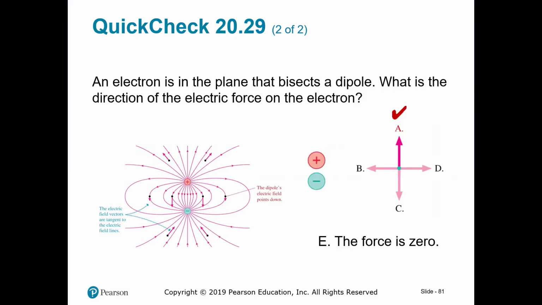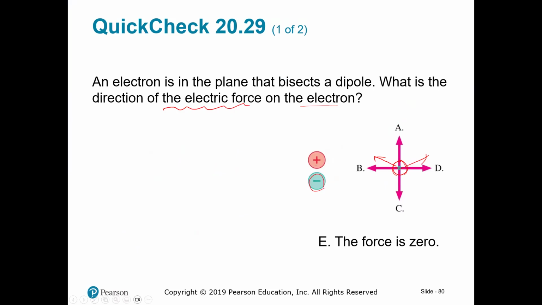Okay, but I can change the question. Let me change the question. This is an interesting question. If we are looking for electric field instead of electric force, what would be the answer? What is the direction of the electric field right here? We assume the electron is located here, right?